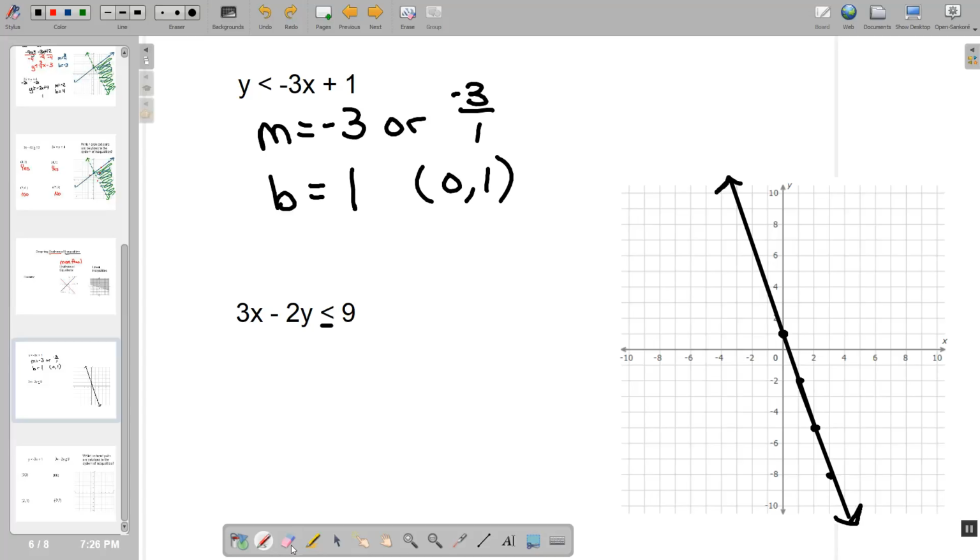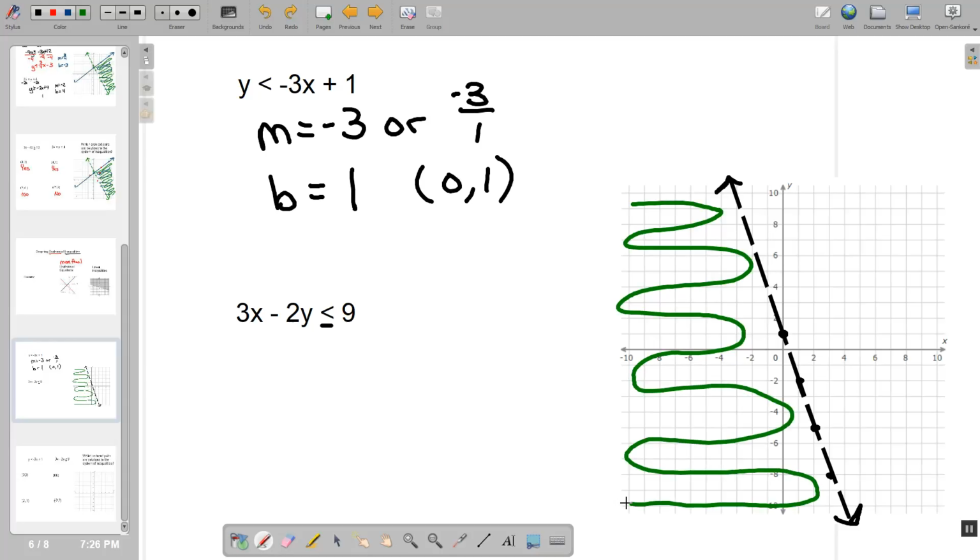We then have to ask ourselves, is this a solid or a dashed line? And I see just less than, so that makes this a dashed line, not solid. And then we have to figure out, are we shading above or below? So this is just less than, so I'm shading just below this line. Like before, I'm not going to shade too heavily, though, because we have another line to graph.